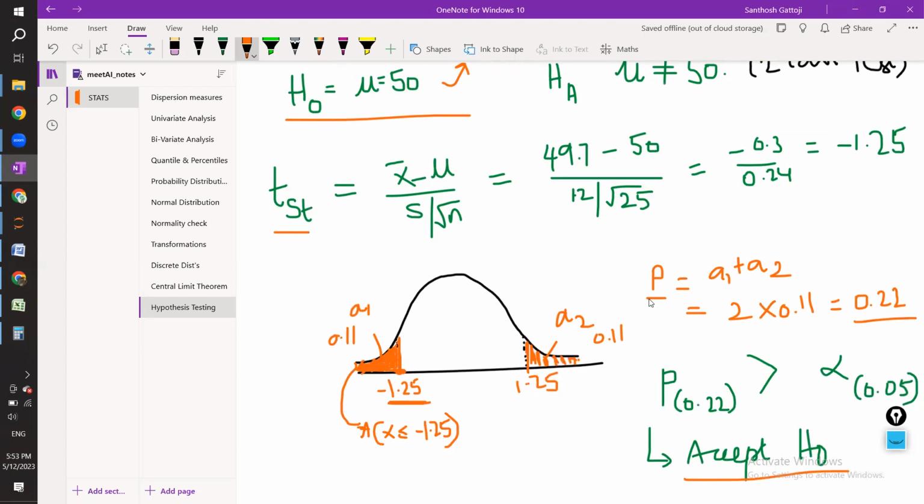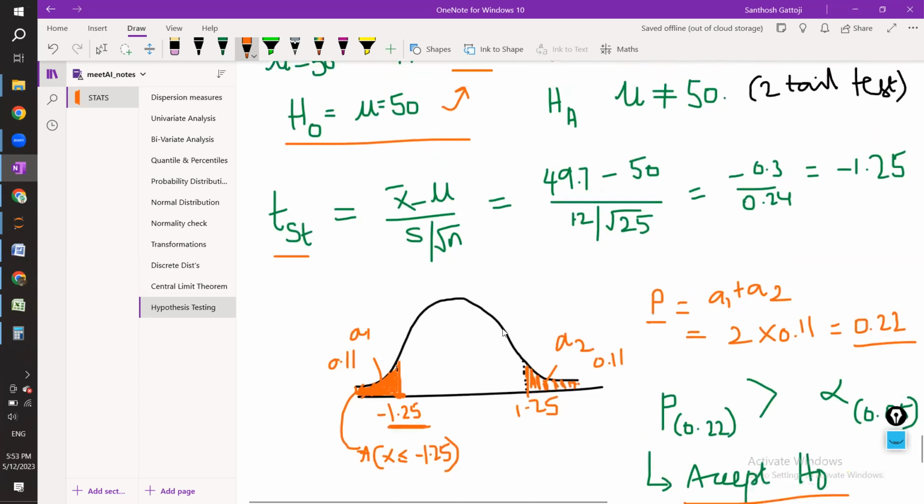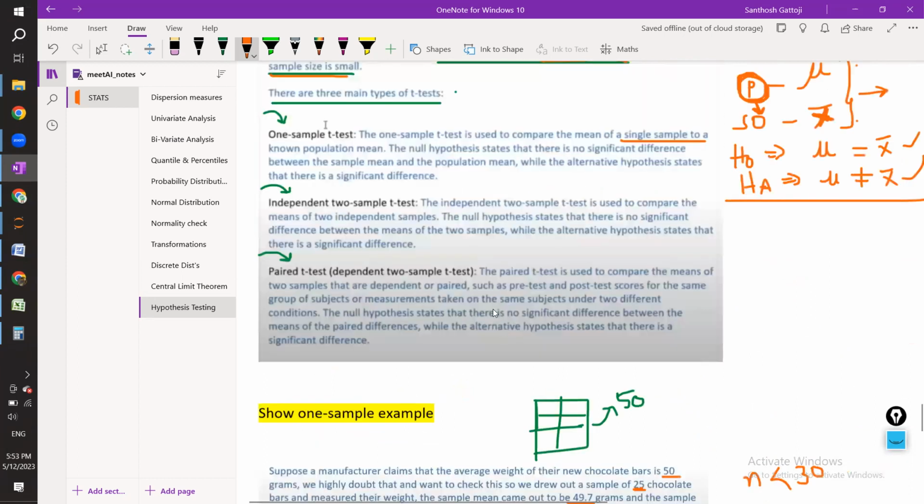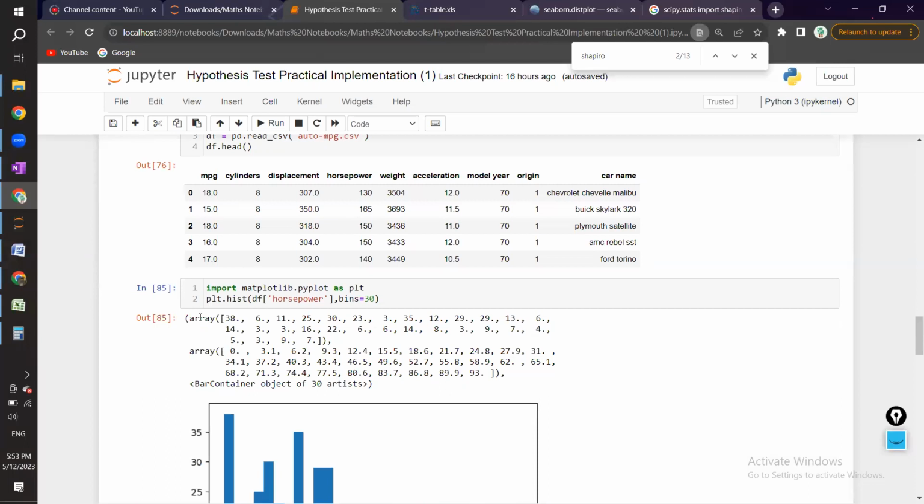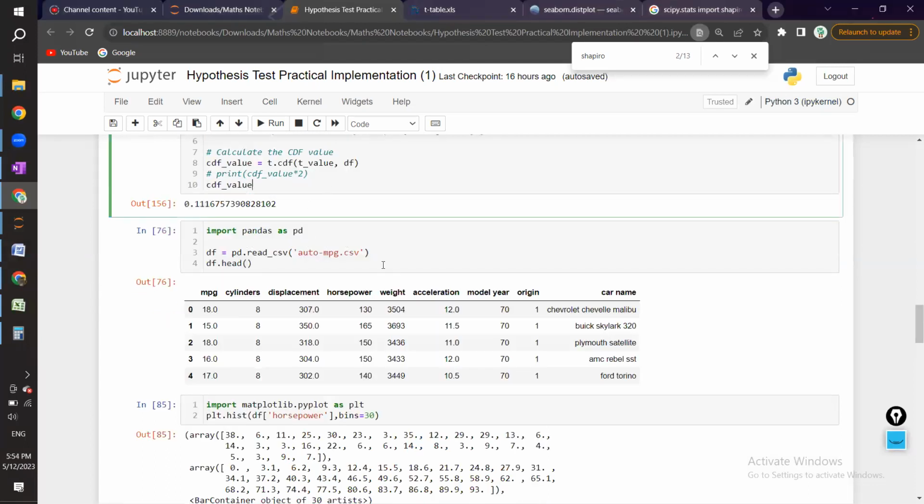Yes, sir, understood. Okay, cool. So this is how you can perform a t-test, guys. One sample t-test, you can say. Now there is also one more example I would like to show you using the t-test.